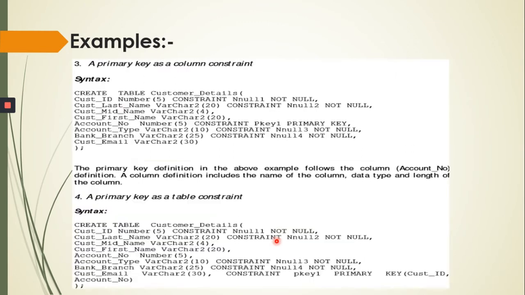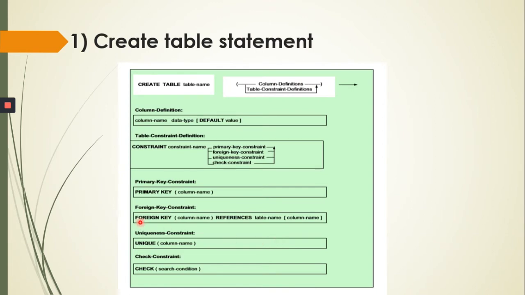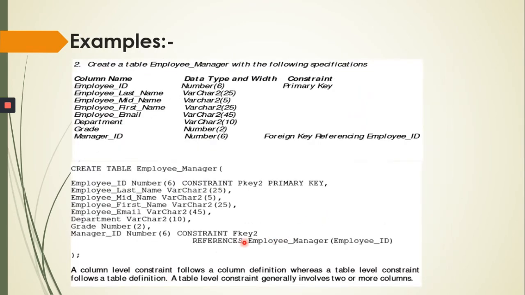As I explained the syntax of foreign key here: foreign key, in bracket we give the column name, references, from which table we are taking the reference, and in bracket we write the column name. So here the reference is employee ID. Employee ID belongs to which table? Employee manager. So here we write employee manager, and in bracket we write employee ID. So employee ID is the primary key of employee manager and manager ID is the foreign key of employee manager. This is the concept of how to write the primary key and foreign key.